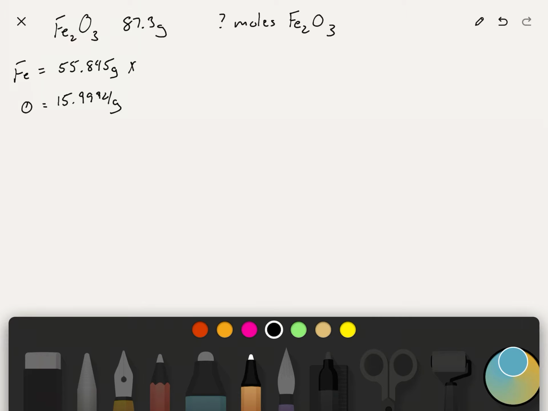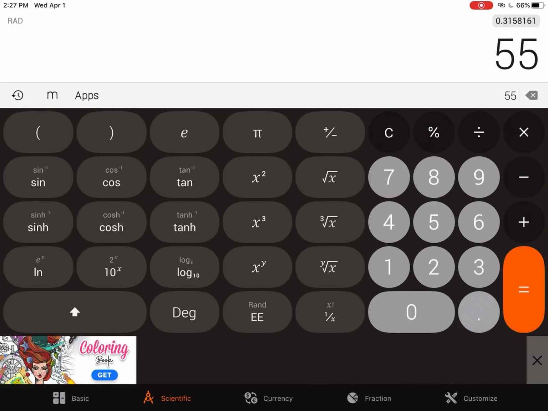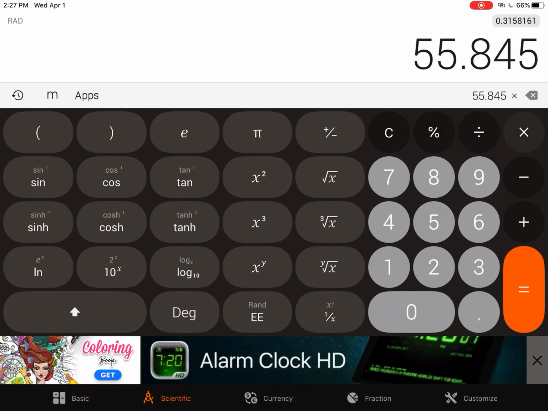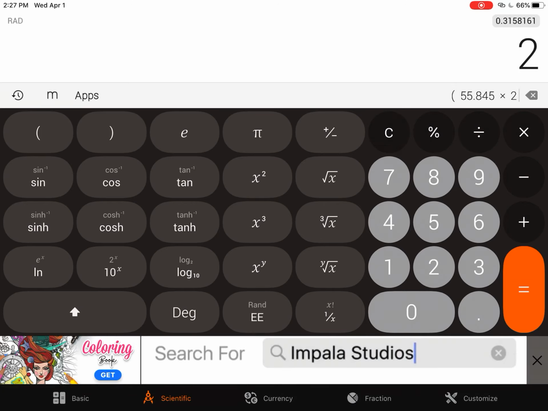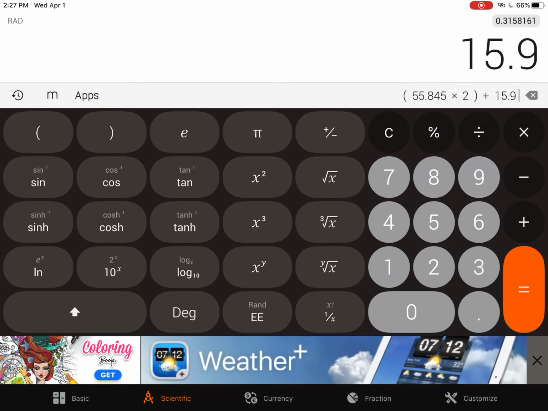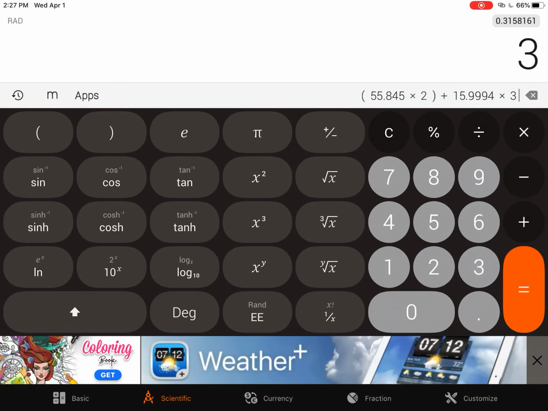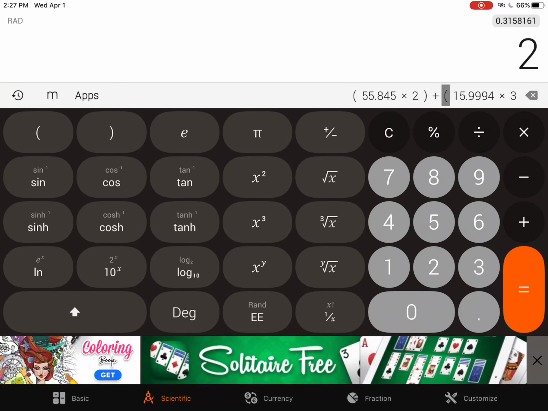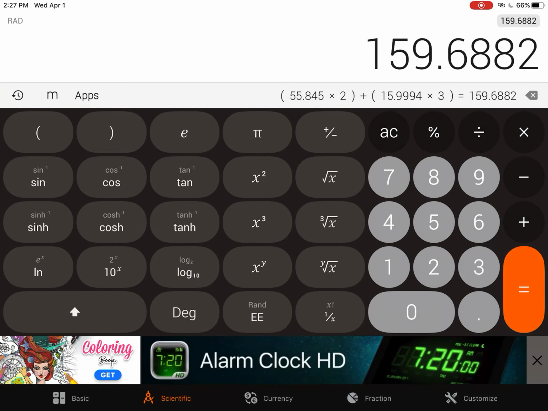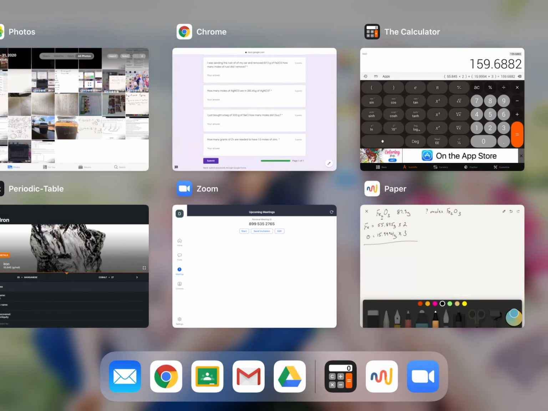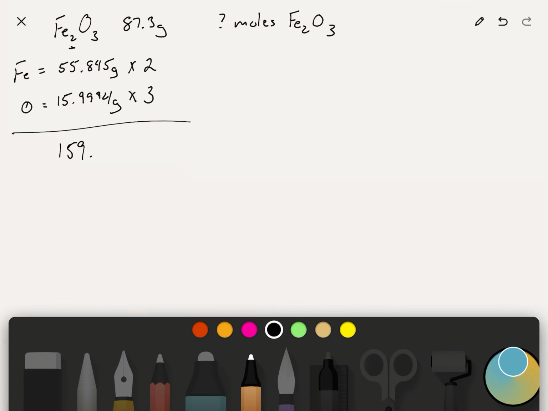I looked up on the periodic table, mass of iron 55.845. We have 2 atoms, so we need to multiply by 2. Oxygen's 15.9994. We need to multiply by 3. So let's go to our calculator. 55.845 times 2. Let's put that in parentheses. Plus 15.9994 times 3. I should have put that in parentheses as well. Equals 159.6882.